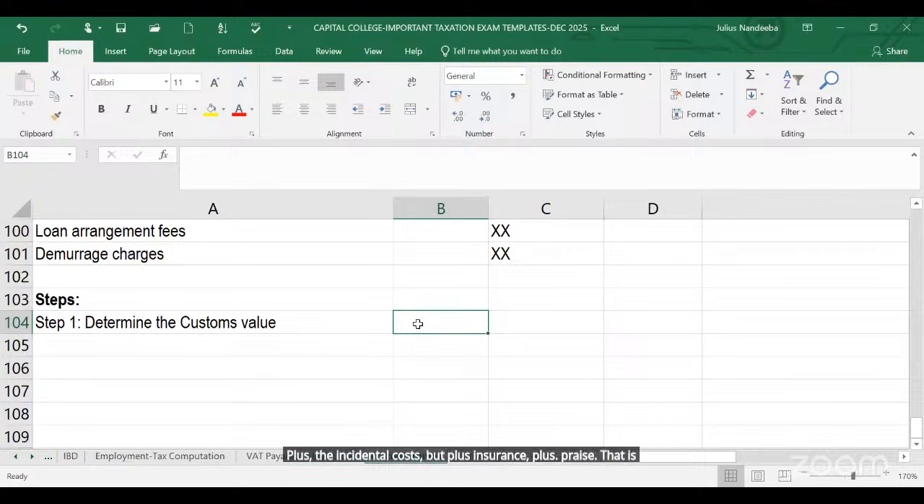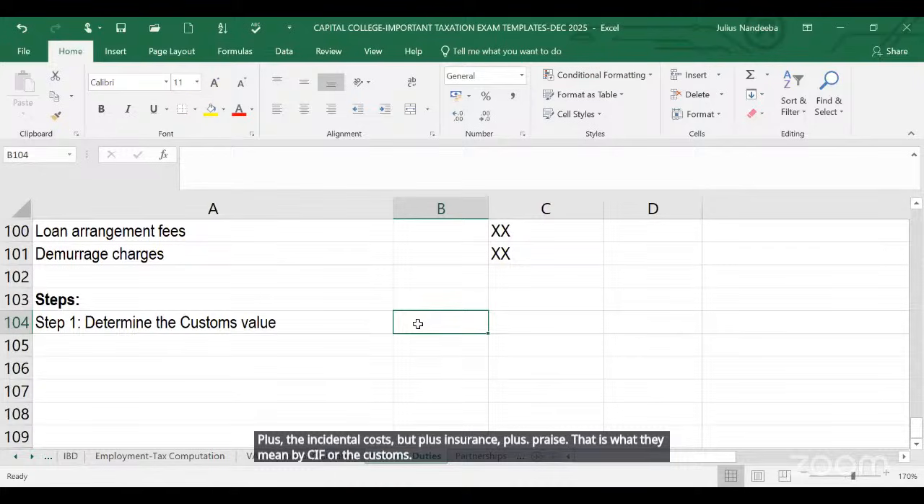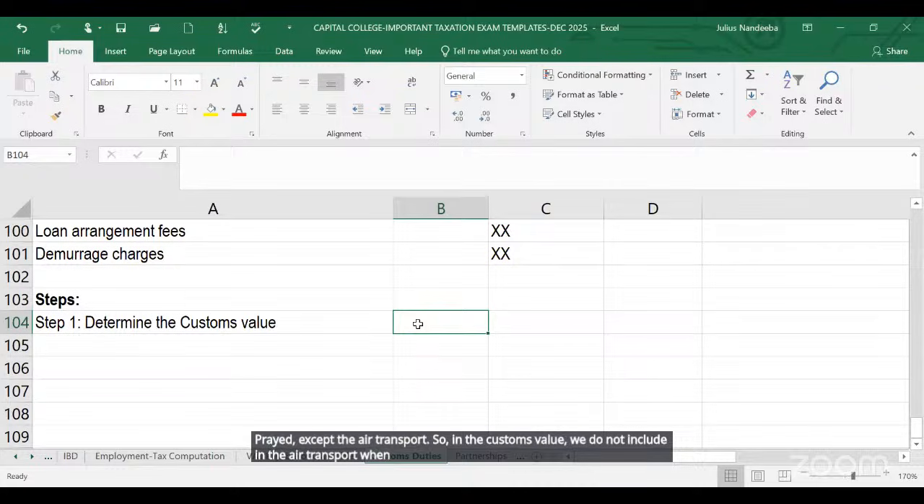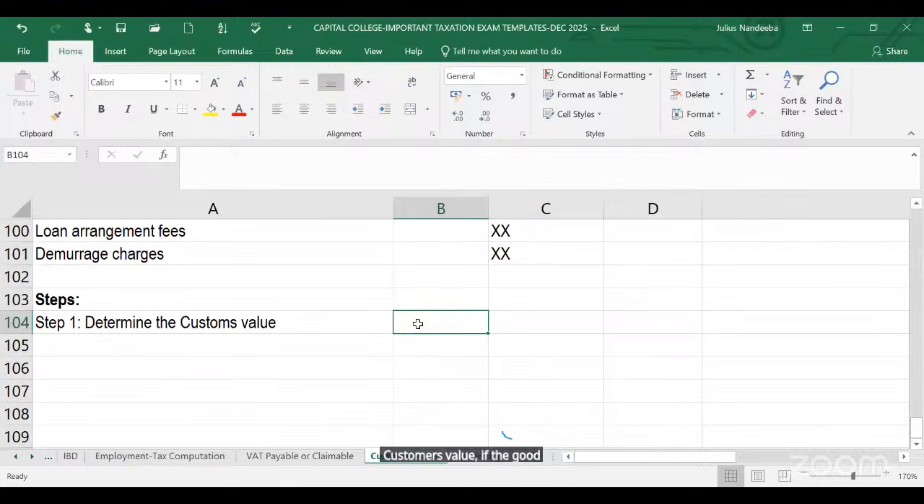That is what they mean by CIF, or the customs value. And that is when I am using any other transport other than air transport. The moment I am using air transport, that CIF collapses to C and I. C and I means all other costs and insurance except freight, except the air transport. So in the customs value, we do not include the air transport if the goods have come by air. So step number one is that you must determine the customs value.